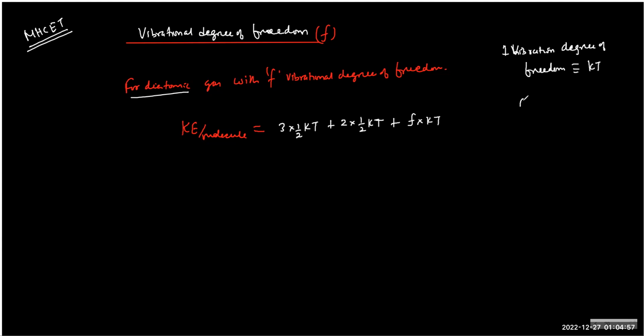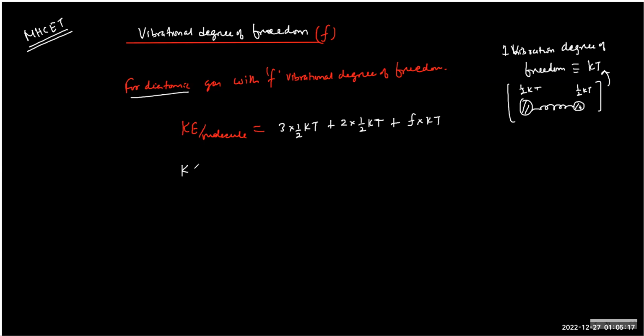Why? Because in every vibration there are 2 persons involved, not one. So we don't write half kT for just this one, we write half kT for this guy and half kT for the neighbor oscillating together. So the total energy of one vibrational degree of freedom, we take as kT, we don't take as half kT.